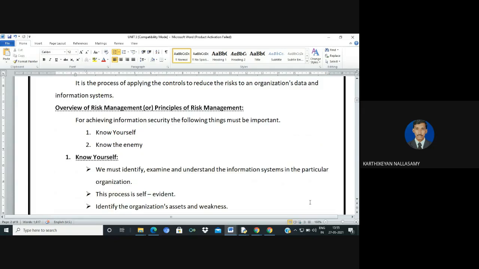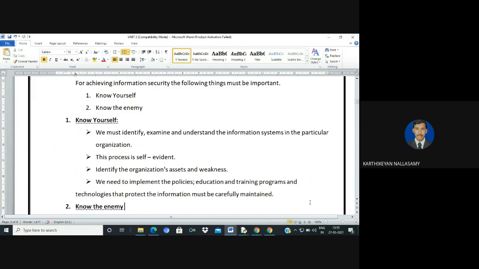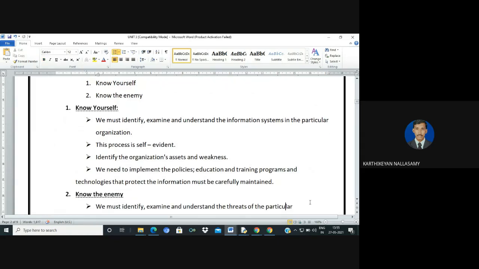The first principle is know yourself. It means that I am an organization, so I need to know the quality of the information processed inside the organization. We need to identify, examine, and understand the information system in the organization. We identify the important assets of the organization and the weaknesses we have. We also identify the policies we have applied, the training programs offered to employees for securing that information, and the technologies normally used for protecting information.